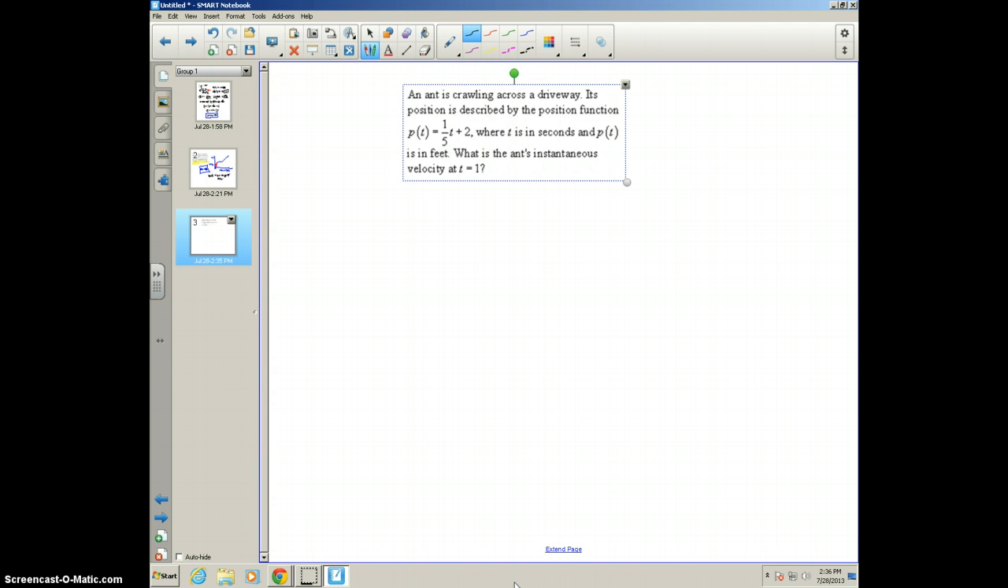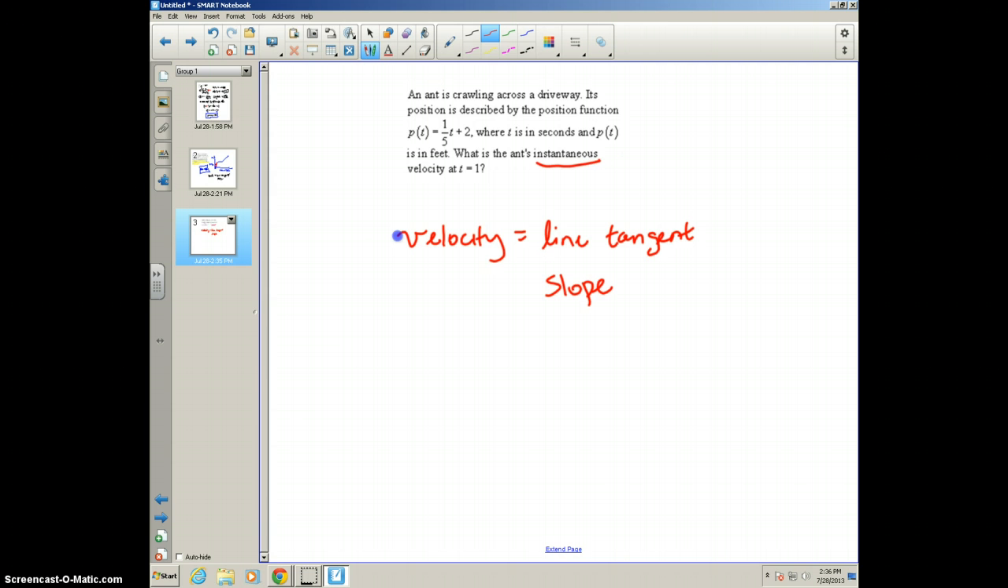So this again is a very, very simple problem. We just said that velocity equals line tangent and slope. We're asked for the instantaneous velocity at t equals 1. So velocity and slope are equal. So we basically look at this equation and we see that the slope is 1/5. It's 1/5. And that is the answer. 1/5.